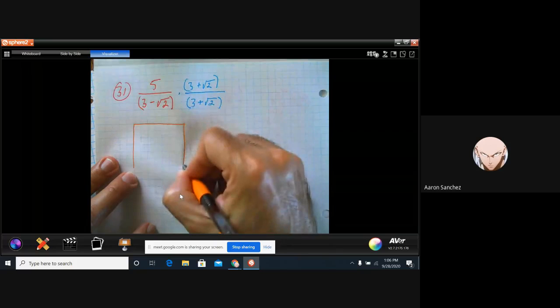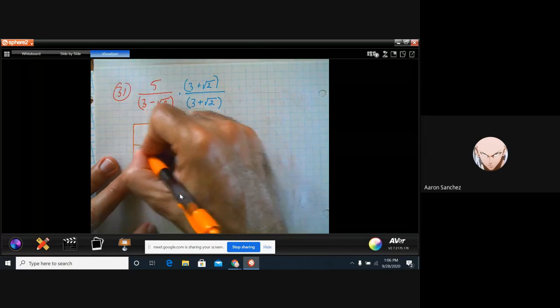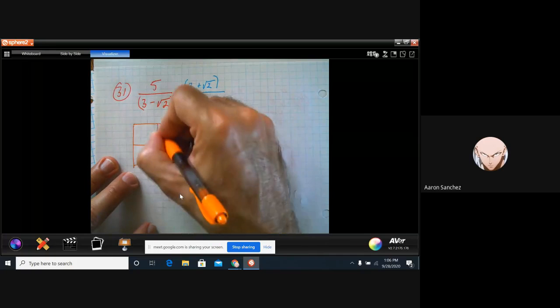I like the graphic organizer. Oh, but Sensei, it's math 3. I don't know. I think it's easier.